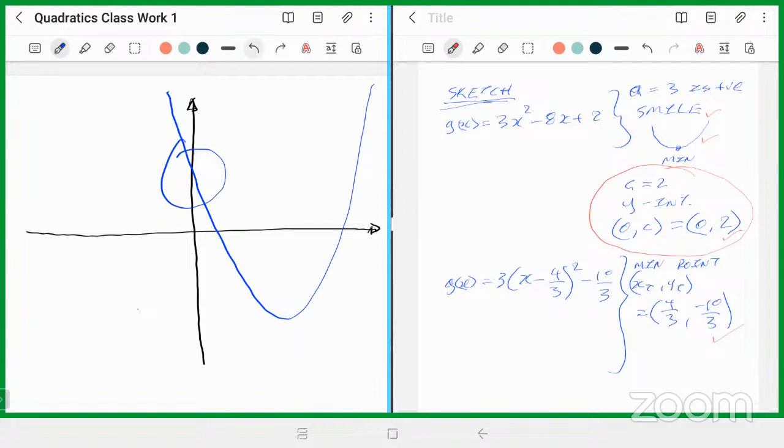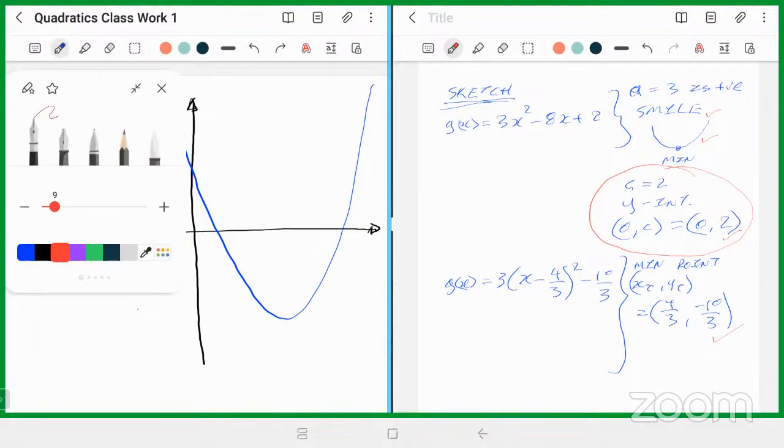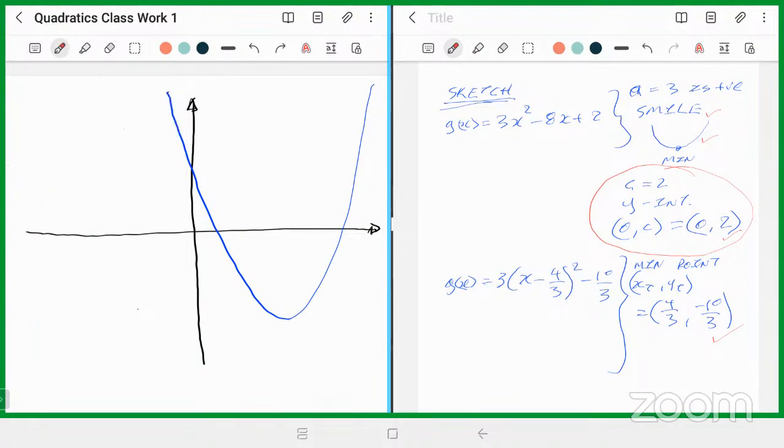So having done that sketch now, which is consistent with what I have, I just now need to label it up. Let's label it up in red. This very lowest point down here is my minimum turning point, xt, yt. I'm just going to put the values in there: 4/3, -10/3. That's my turning point. It's a minimum point, the lowest point on the graph.